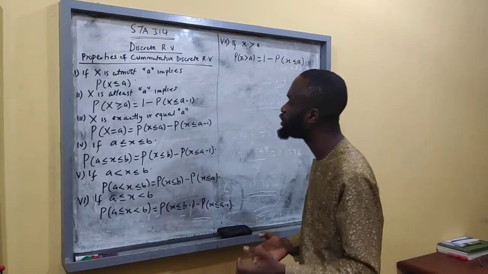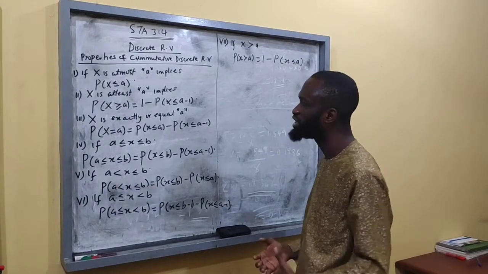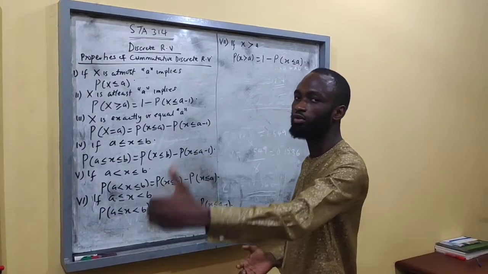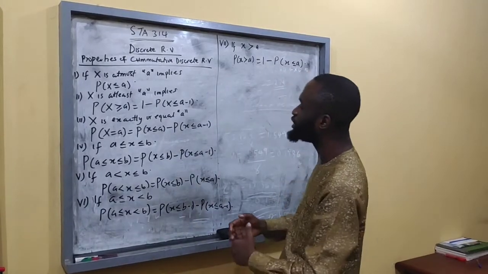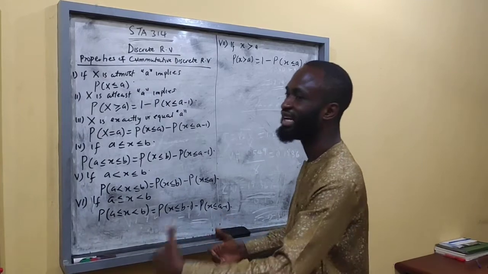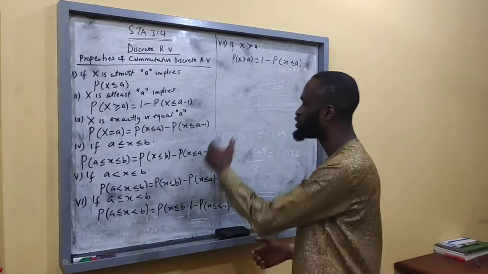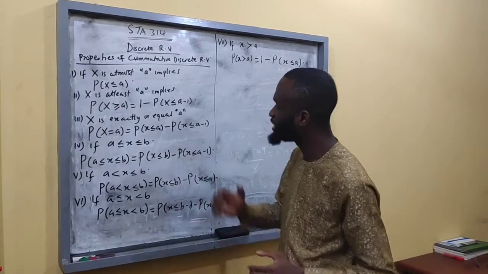If you look at Roman figure 1, I said if your x is at most a, it means your x has started from somewhere and it ends at a. That is why we have x less than or equal to a. That is, x starts from a value less than a and stops at a. That is what your statistical table can check. And that is Roman figure 1.